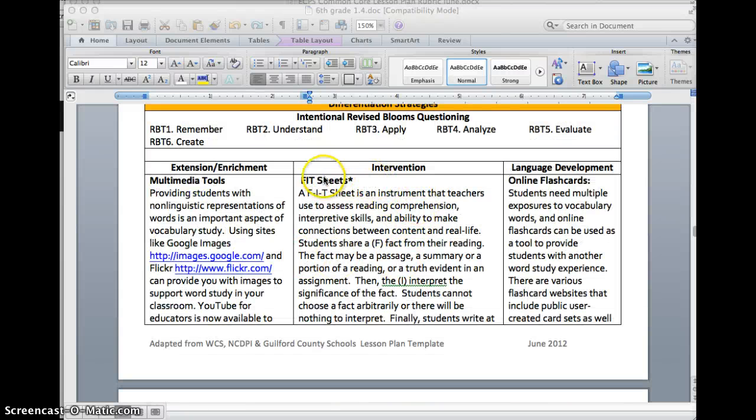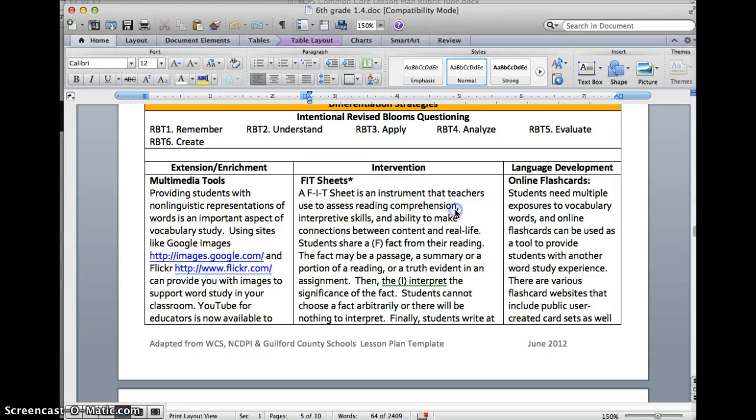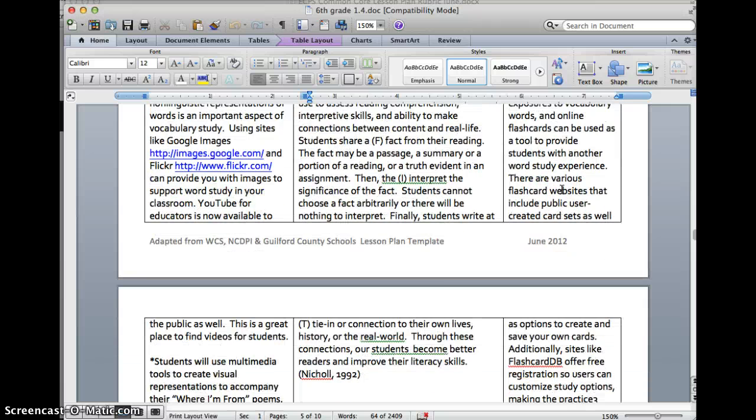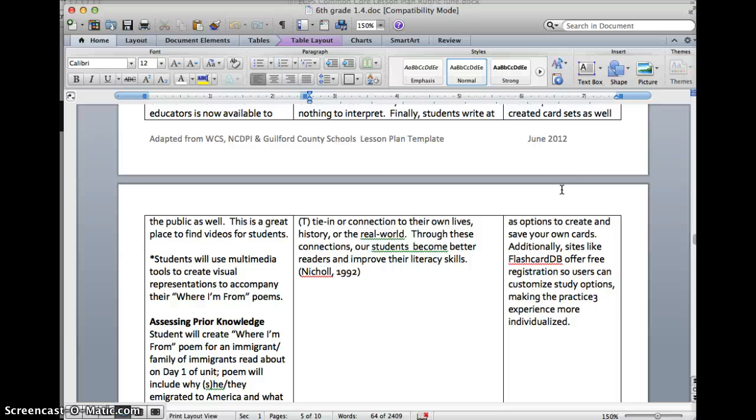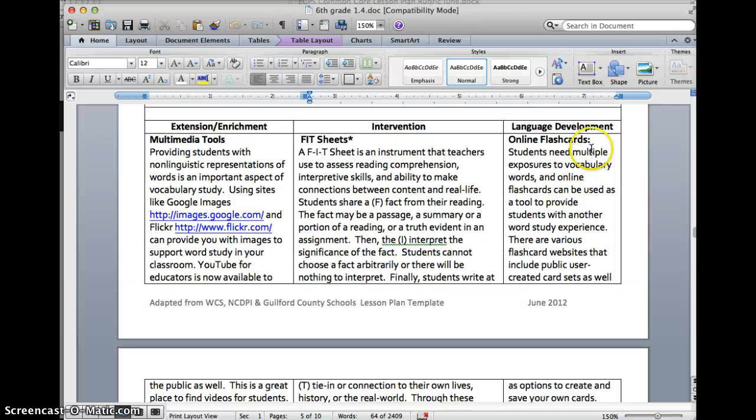Intervention, again, this is something that I Googled. For example, in this, I Googled reading comprehension. And language development, I usually try to stick to online things. Online flashcards, dictionary.com, peer tutoring. However we can get students to be exposed to language while in your classroom.